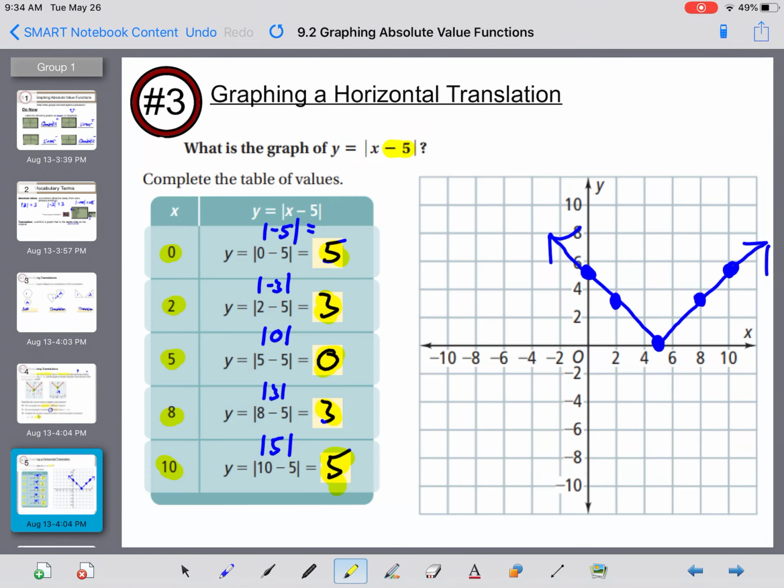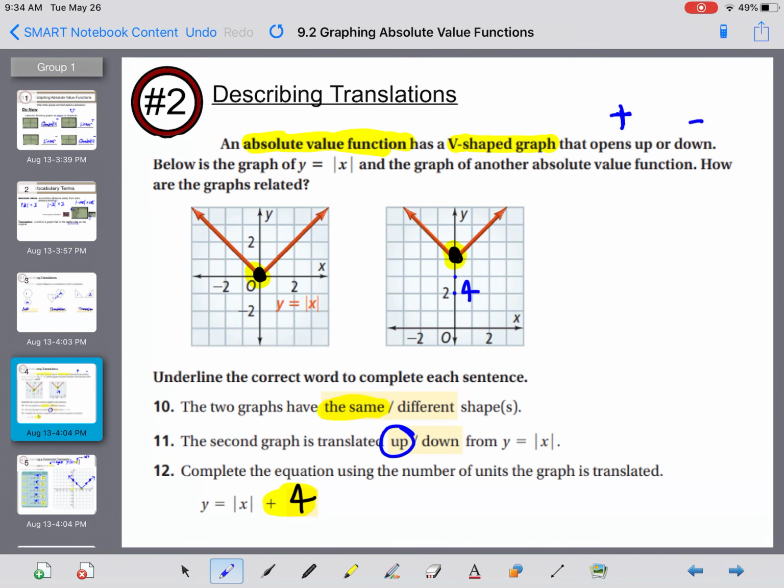And what happened? Instead of moving, like in the last question, where we started at 0 and the plus 4 moved us up 4, this time we had a minus 5 on the inside and we started to the right 5. So your values on the inside, if it's negative, means right 5. Whereas if we had a positive x plus 5, this would have meant, instead of right, left.